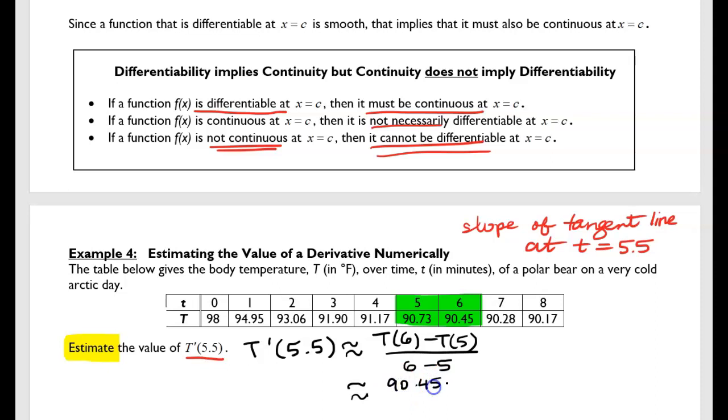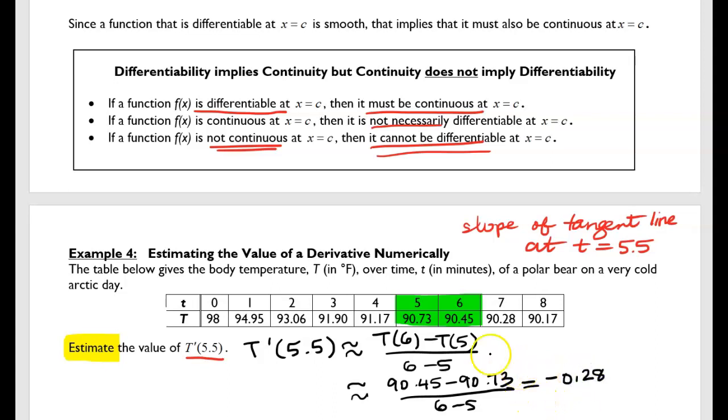90.45 minus 90.73 over 6 minus 5. Now on the AP test you could actually leave your answer like that, except we are going to give some units since it was given in the problem. But since we're working it out together, let's go ahead and simplify. That would be negative 0.28.